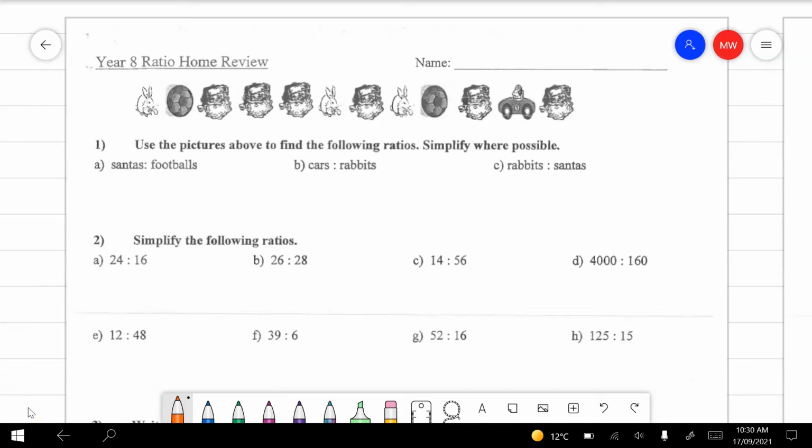I'll put time tags below in the description so you can just skip to question numbers, and I'll put a description of what the questions are about as well. So if you don't have the test, you can use that to skip to the questions you want some help with. Let's start with question 1.